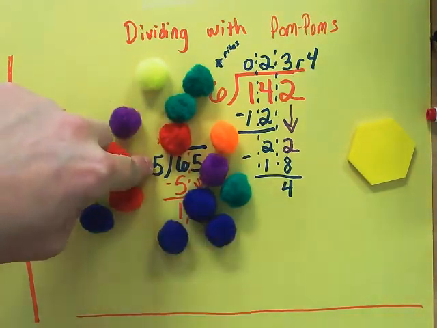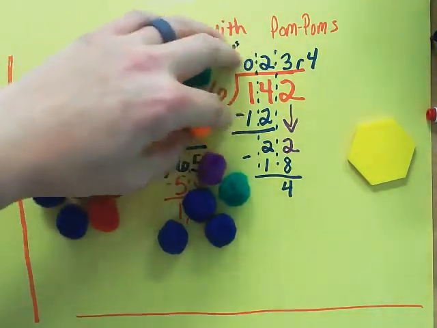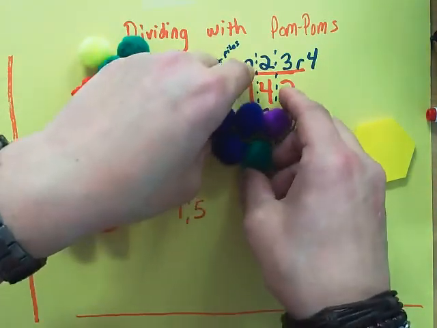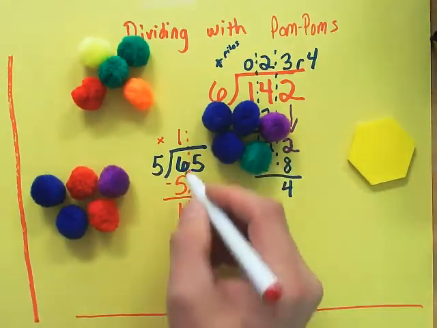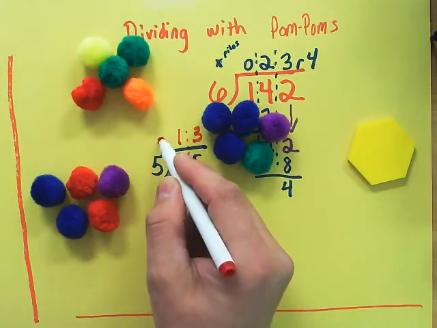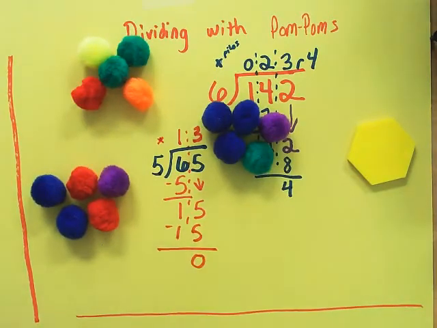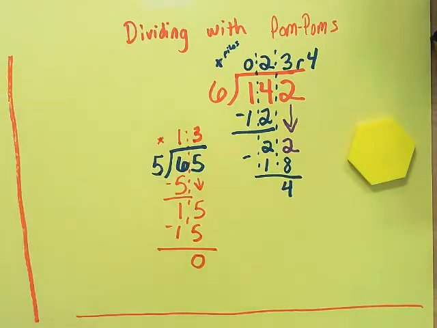I need to make piles of 5. So pile of 5, pile of 5, and a pile of 5. Okay, that worked out good because I was able to use all of them this time. So we made 3 piles of 5. So 3 piles of 5 was the 15. I had no pom-poms left over, so my 65 divided by 5 was 13. So if I would have had 65 pom-poms and put them into groups of 5, I would have been able to make 13 groups of 5. I hope that makes sense.